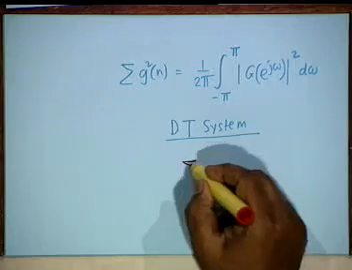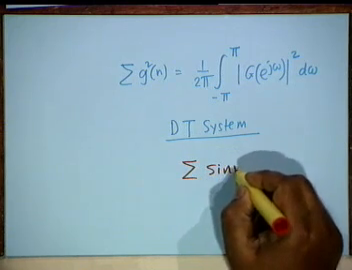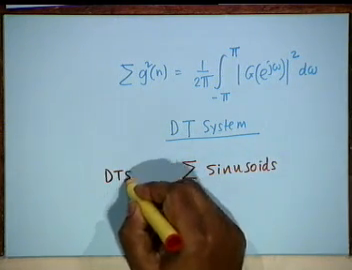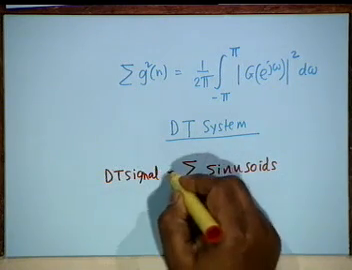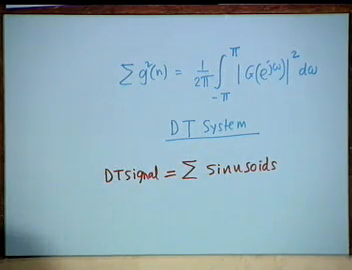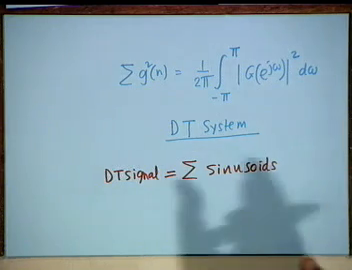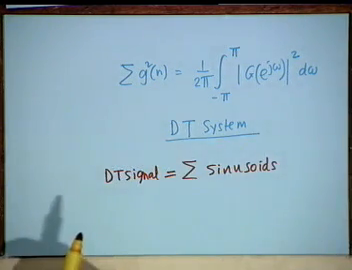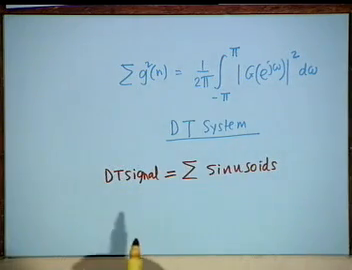But it can also be looked upon as a continuum of sinusoids, and therefore any signal, be it continuous time or discrete time, can be thought of as a superposition of sinusoids. Any discrete time signal can be thought of as a superposition of sinusoids. The separation between two adjacent sinusoids may be infinitesimally small, d omega. That is why we use that integral. Okay?